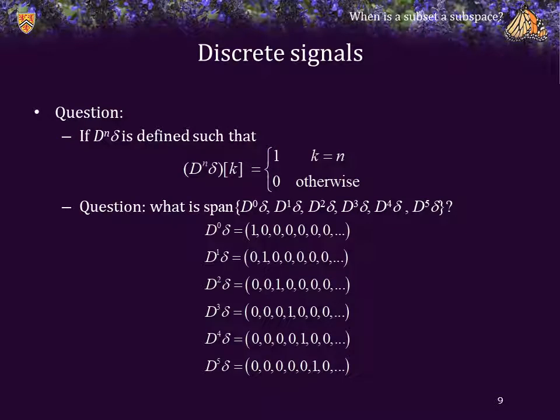Well, taking a look at each of these signals, we see that these are just the signals where the first, second, third, fourth, fifth, and sixth entries of the discrete signal are 1, and they are 0 everywhere else. Well, if we calculate a linear combination of these signals, then all we get is a signal that has potentially non-zero values in the first 6 entries and 0 everywhere else.